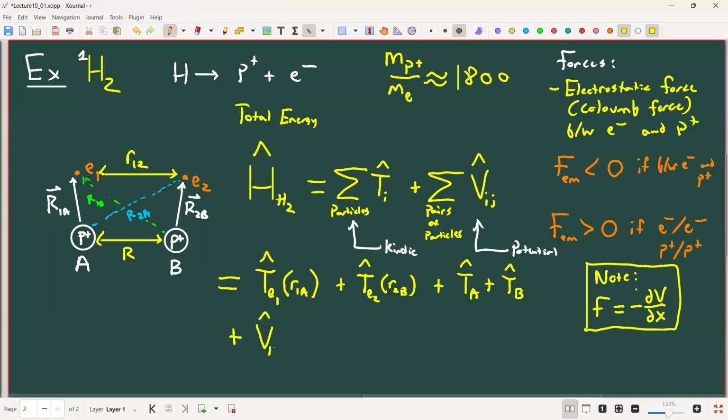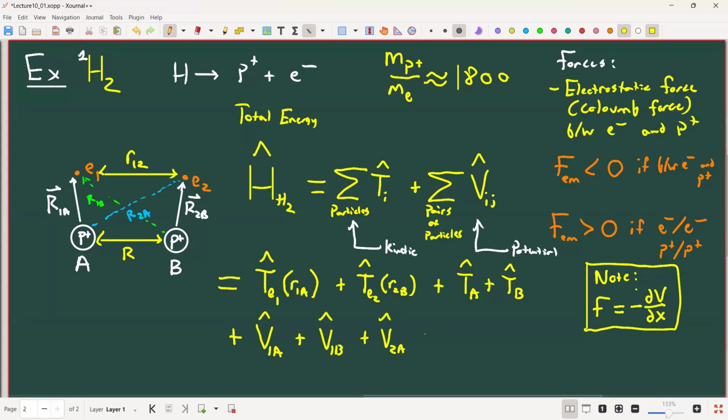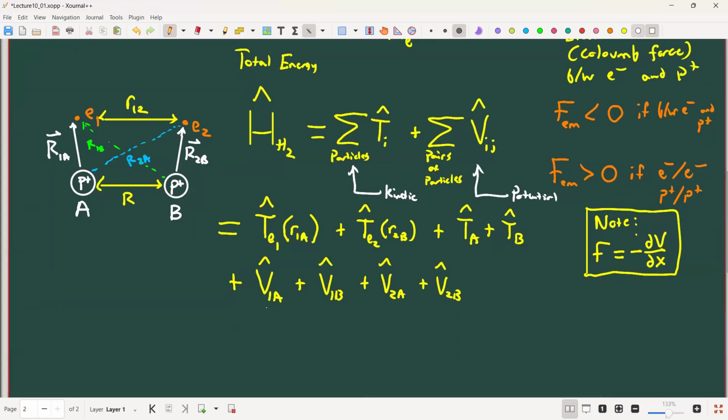So we have the potential of attraction between 1 and A, the potential of attraction between 1 and B, the potential of attraction between 2 and A, and the potential of attraction between 2 and B, right? Those are the attractions between the nuclei and the electrons. I'll write that here.